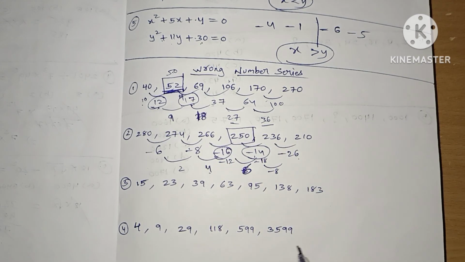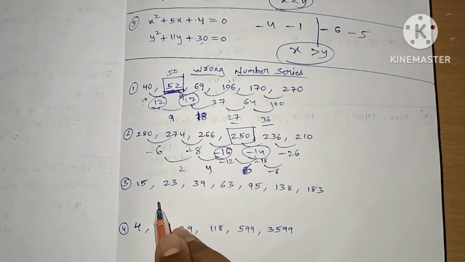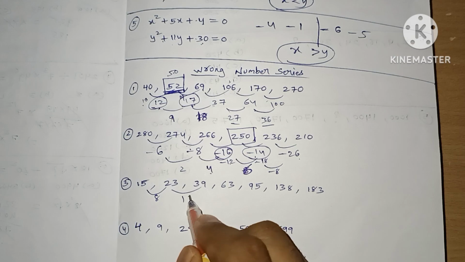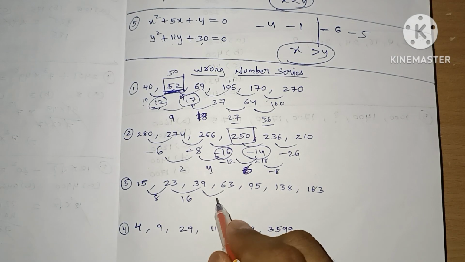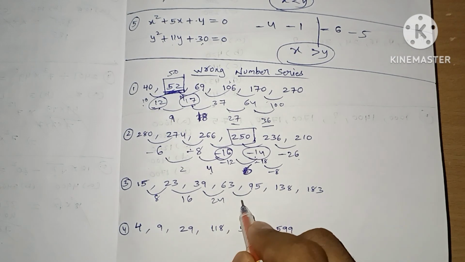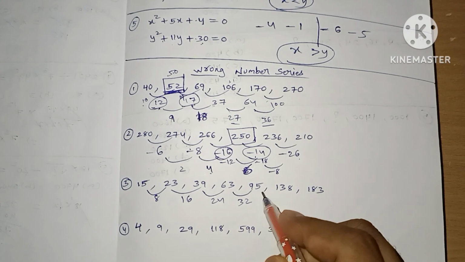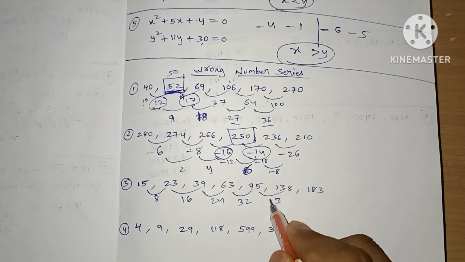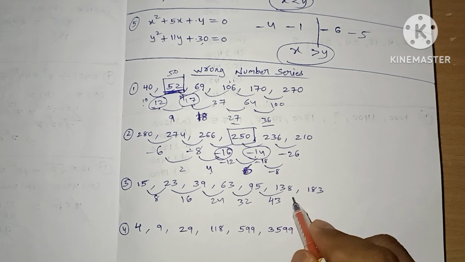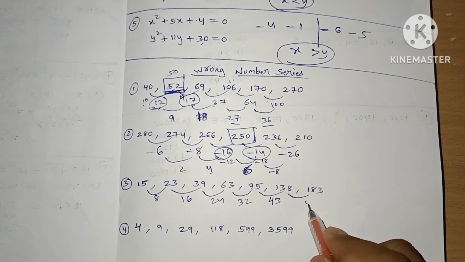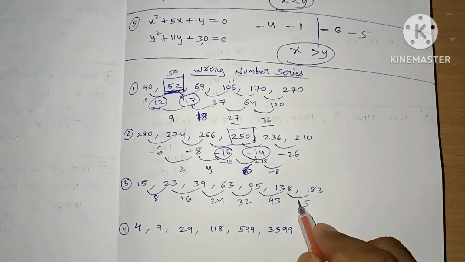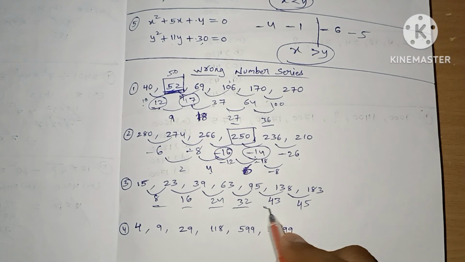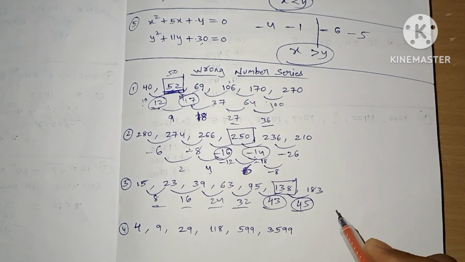Okay, now we are going to see question number 3. Here the difference is 8. Here the difference is 16. Here the difference is 24. Here the difference is 32. Here the difference is 43. Here the difference is 5. This will be 7. 7 minus 3, 4, 45. These are 8 factors, but these two are not. So our wrong number is this one.